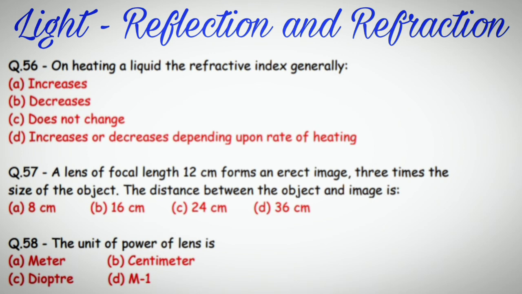Next question comes here. Unit of power of lens is option A meter, option B centimeter, option C diopter, option D m^-1. And the correct answer is diopter.